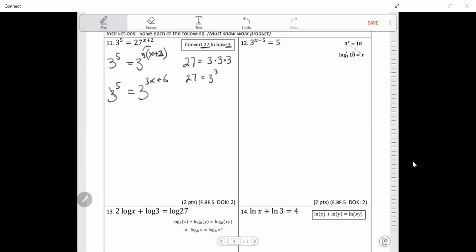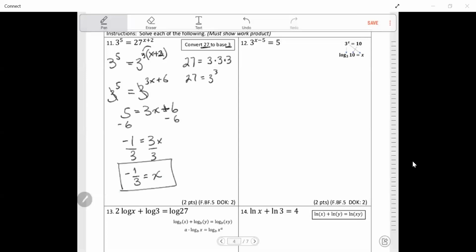Well, since both of these are 3's, we can just look at it that way. 3x plus 6. All right, so we're going to subtract 6 from both sides, and we get -1 equals 3x. And then we divide both sides by 3, and we're going to get -1/3 equals x. Okay, so there's our answer.